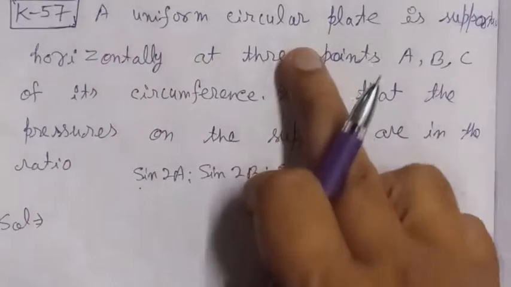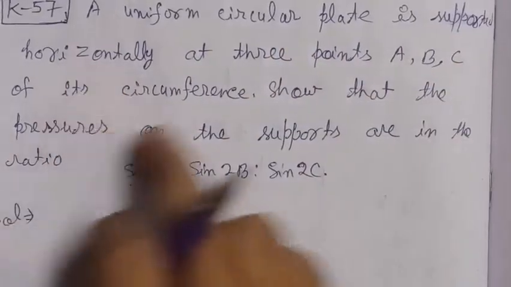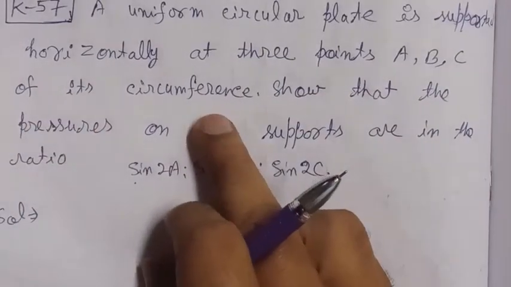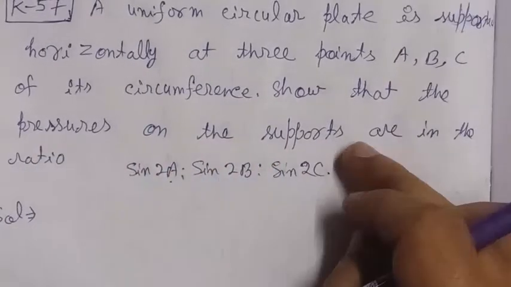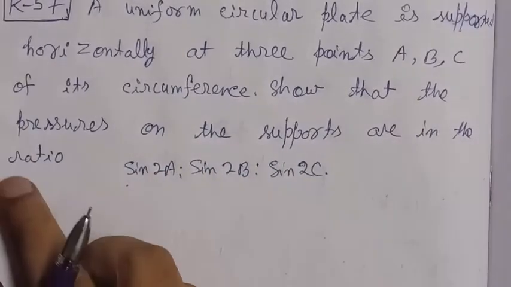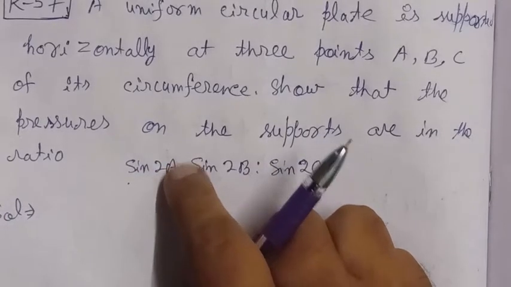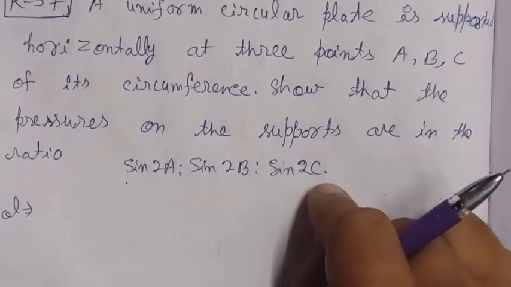This problem is related to statics. A uniform circular plate is supported horizontally at three points A, B, C of its circumference. Show that the pressures on the supports are in the ratio sin 2A : sin 2B : sin 2C.